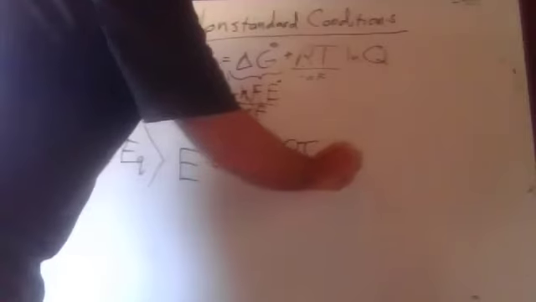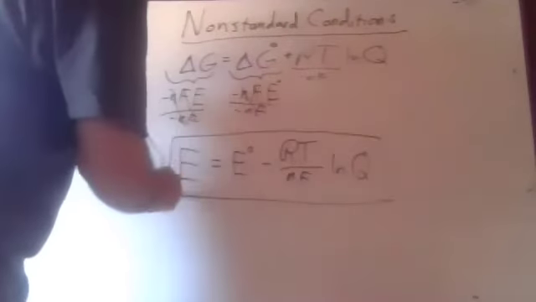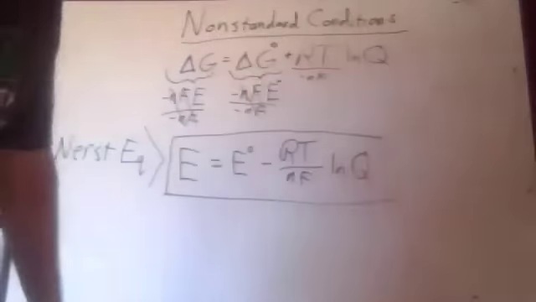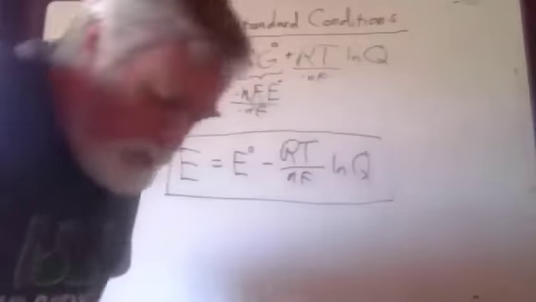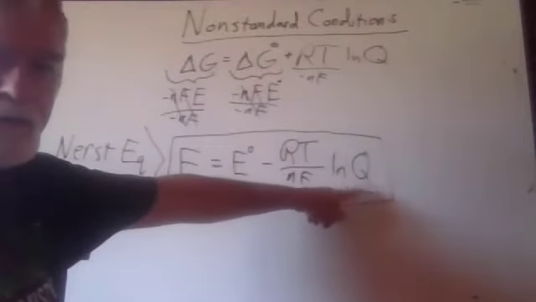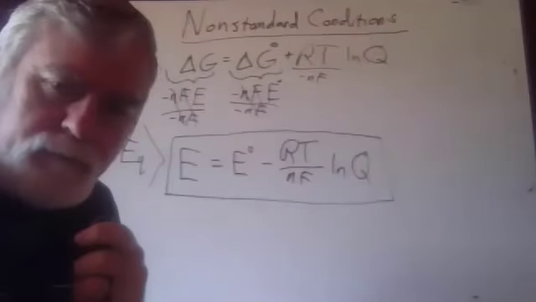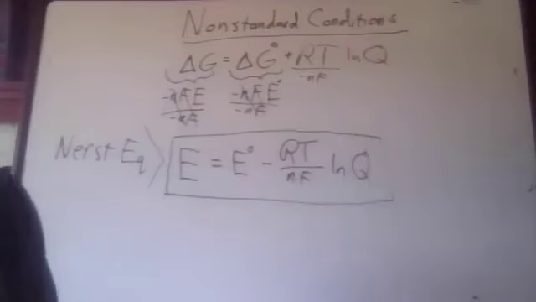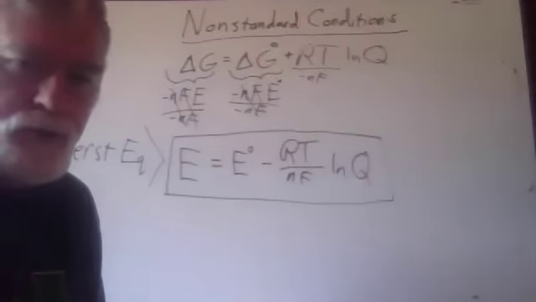And then you still have the natural log of Q. Okay, so that's the Nernst equation. You use it in a very similar way to the delta G equation, which means you have to calculate that quantity. Except now to calculate Q, we have to have a balanced equation with the chromium and the tin.